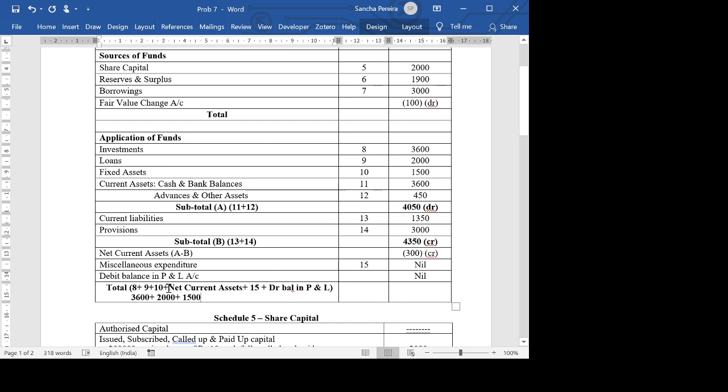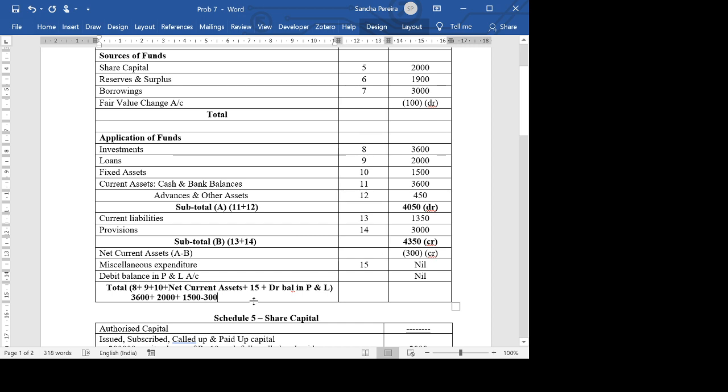So, even though I've said net current assets, when do I add it? Basically, when my current assets are more than the current liabilities. But here, what is happening? My current liabilities are more than the current assets. So, I cannot add this. But I'm going to minus it. And that's why I put this 300 in brackets, because this 300 needs to be minus.